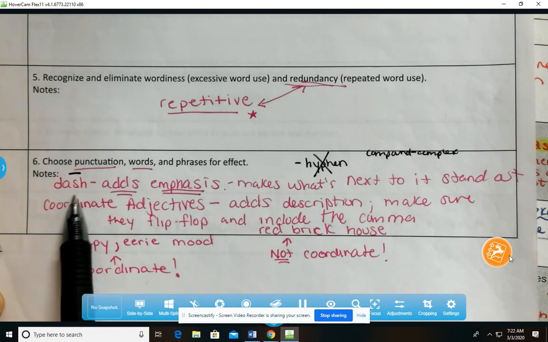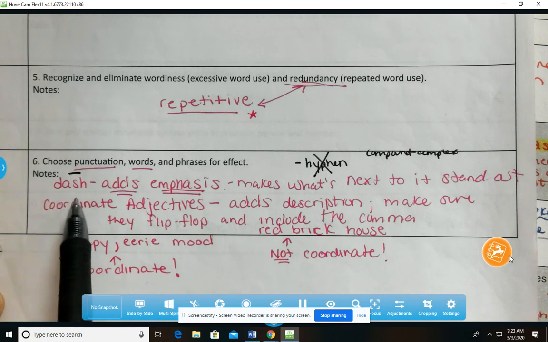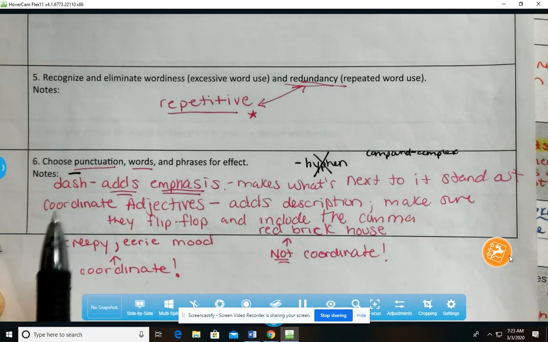The other way you can use the dash is for an abrupt stop or change. So like in dialogue or conversation, the person shifts to a different part and is maybe cut off or abruptly stopped. You can use the dash for that as well.